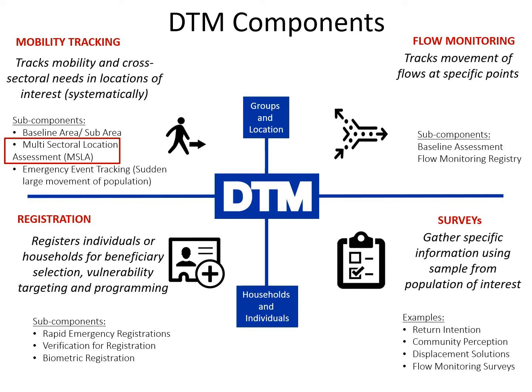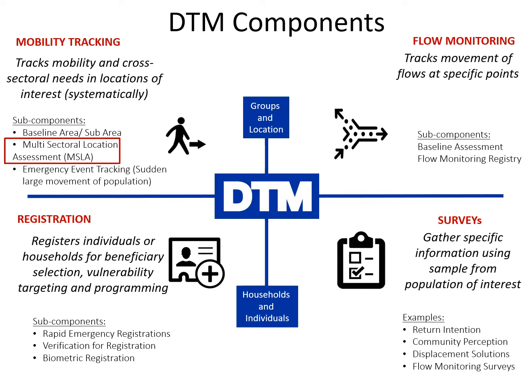DTM is composed of a number of approaches and tools and has 4 main components that are illustrated in this slide: mobility tracking, flow monitoring, surveys, and registration. The top 2 in your slide, mobility tracking and flow monitoring, deal with groups and locations, while the bottom 2, registrations and surveys, deal with households and individuals.